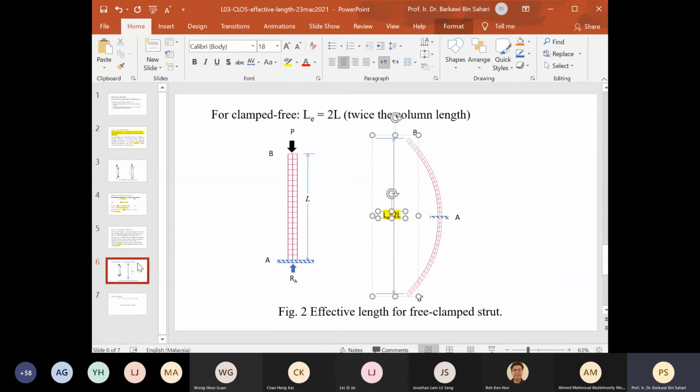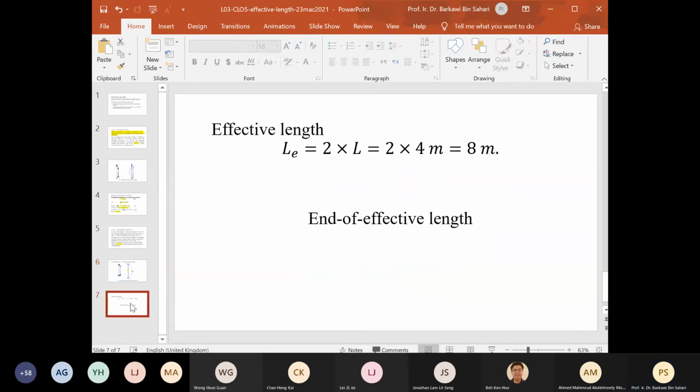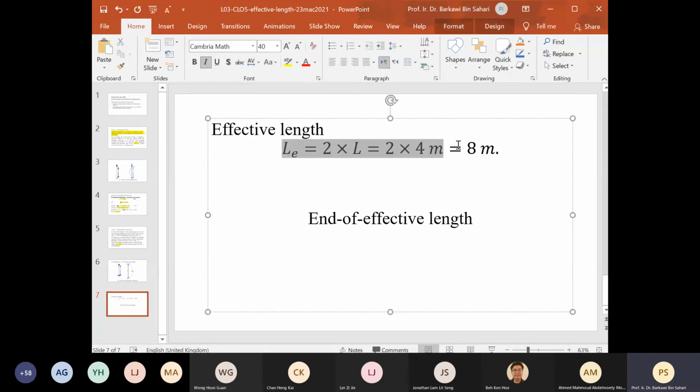Now from these two, we want to generalize the solution. So the effective length of clamp free will be 2L. So if L is 4 meters, then effective length is 8 meters. Okay, that's how we get the value. So what we'll do now is to generalize this particular topic.